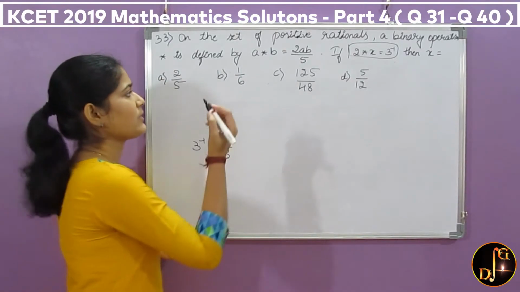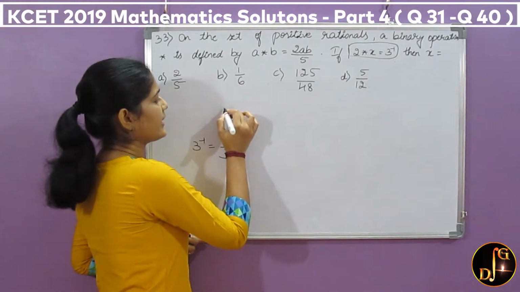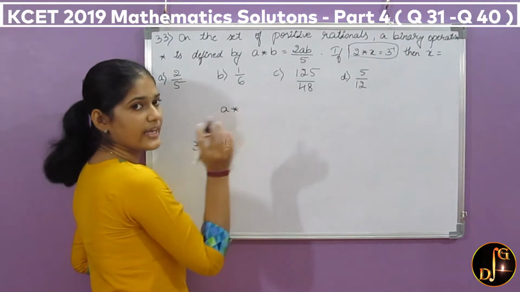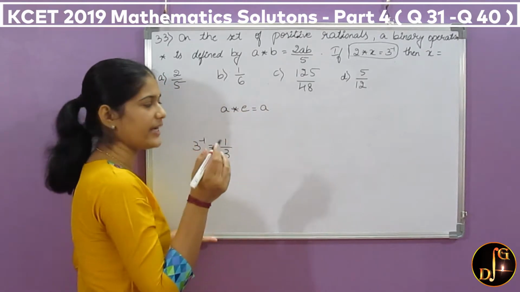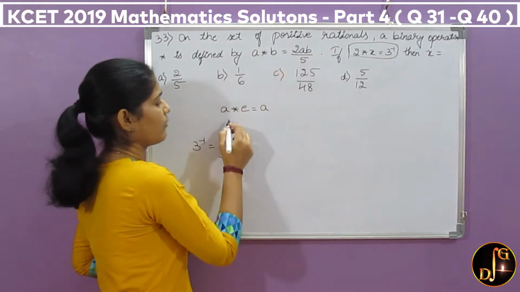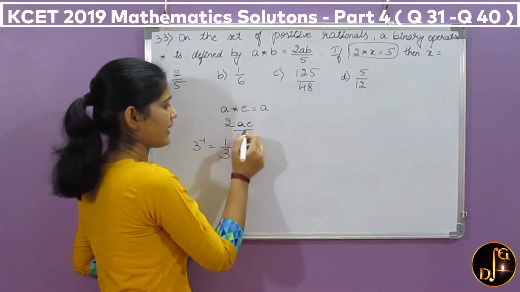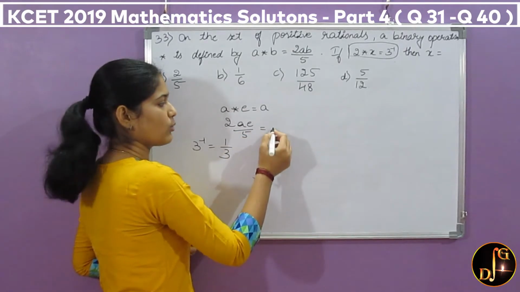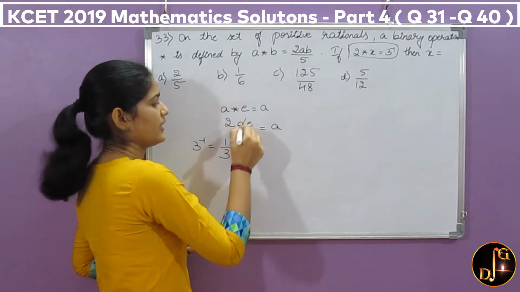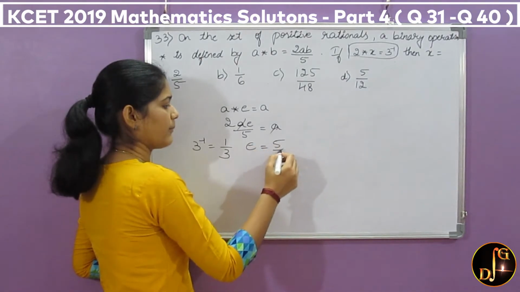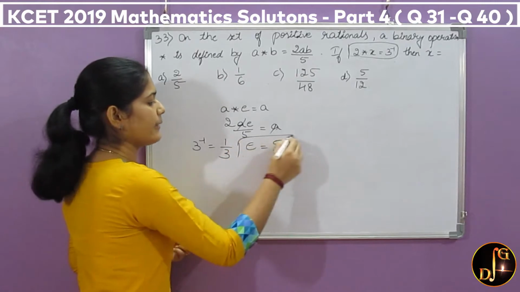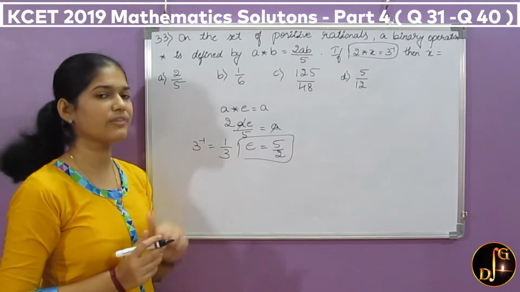Let's find it. We know that we say E is an identity element when A star E is equal to A. Right? A star E means we have 2AE divided by 5. That must be equal to A. Right? Here directly A gets cancelled, so E is 5 by 2. So the identity element in this binary operation is 5 by 2.